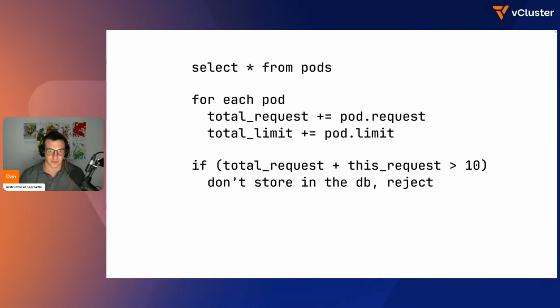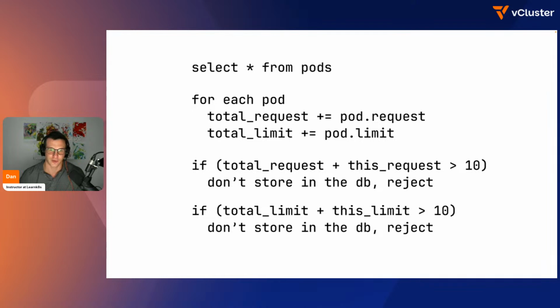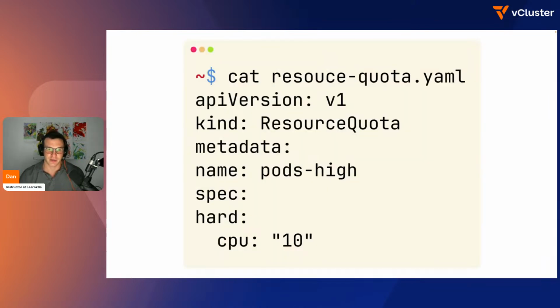And if the value for the request is greater than X, or if the value for the limit is greater than Y, then reject this request. Instead of storing it in a database, just don't do anything. Just return back a 500 or any other error that you want. So this is basically, we just reinvented what we call resource quota in Kubernetes.